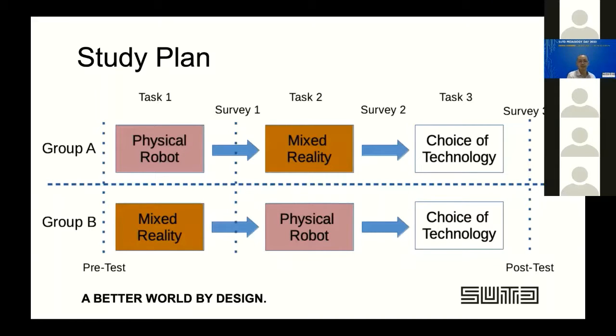So this is the study plan that we're going to do with the participants. Some students will start with the physical robot. Other students will start with the mixed reality, and then we're going to have a survey where they will assess their experience in using the technology. After that, they will do the other technology, and then they have another survey. And then on the third task, which is optional, they can choose which technology they want to use to do that task, right? So we're quite excited to know, when we have more data, and hopefully we can share more with you.